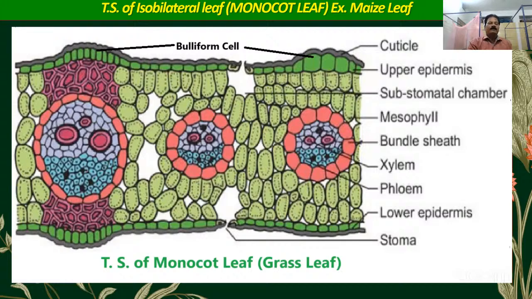The presence of a sclerenchymatous bundle sheath. These are bundle sheath extensions. These are called bundle sheath extensions. They provide mechanical support to the veins or midribs. So this is about mesophyll and vascular bundle.